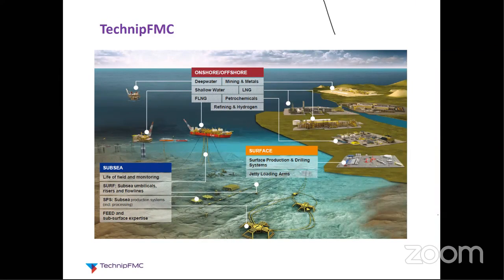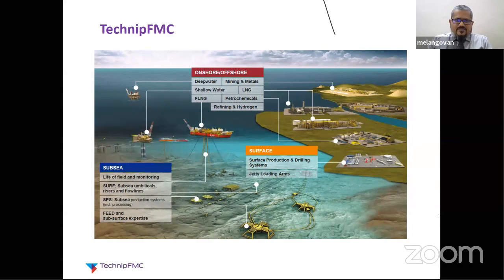Offshore is related to the platforms coming up in the sea. There we have experience with deep water and shallow water platforms and the floating energy flat ships. On the onshore, we have experience in mining, metals, energy, petrochemicals, refining and hydrocarbons. In the subsea, below the sea surface, we have businesses in the upstream activities like SURF, SPS and the flow lines and other things. And on the surface side, again, we are in the upstream activities, supporting the wellheads, jetty boring arms and all those things. This is the area we are working on.